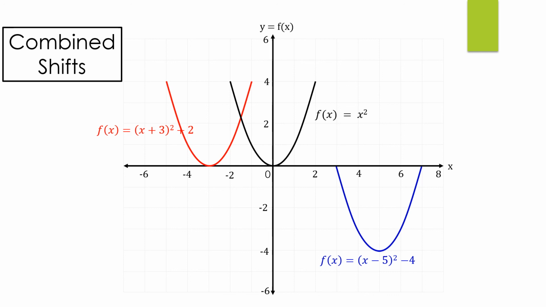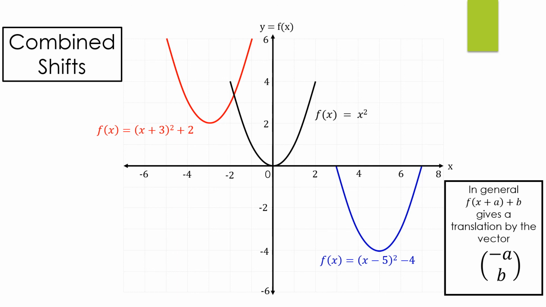So if we do that plus 2 shift, our function does indeed end up with a minimum turning point at negative 3, 2. And our other key points have gone from negative 1, 1 to negative 4, 3, and from 1, 1 to negative 2, 3. So in general, if we've got an f of x plus a, plus b function, that gives a translation by the vector negative a, b. So our vector is our turning point, so it's negative a, b.